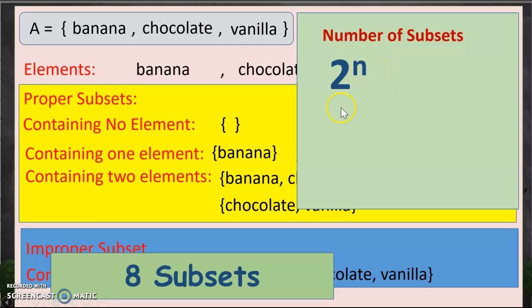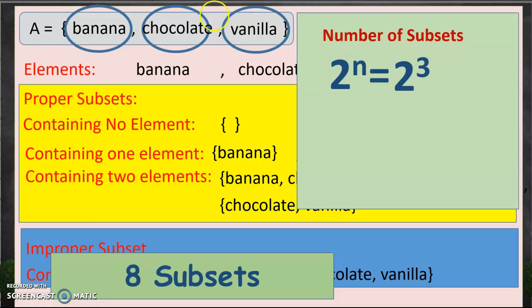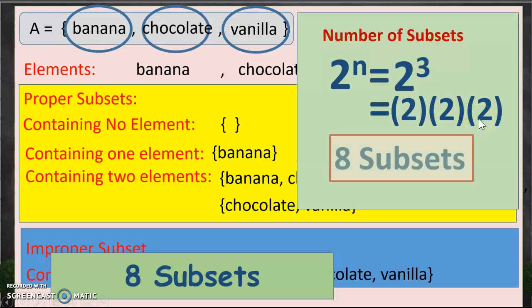So with this, 2, then the number of elements: 1, 2, 3. There are 3 elements, so it will become 2 raised to 3. Meaning, you will use 2 three times as a factor. So what is 2 times 2 times 2? 2 times 2 is 4. Then 4 times 2 is 8. So there are 8 subsets.